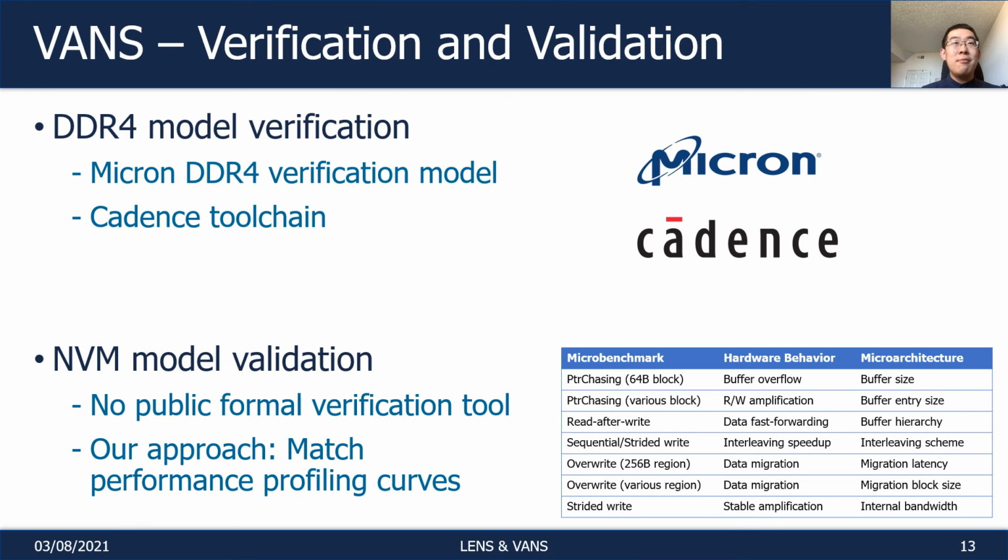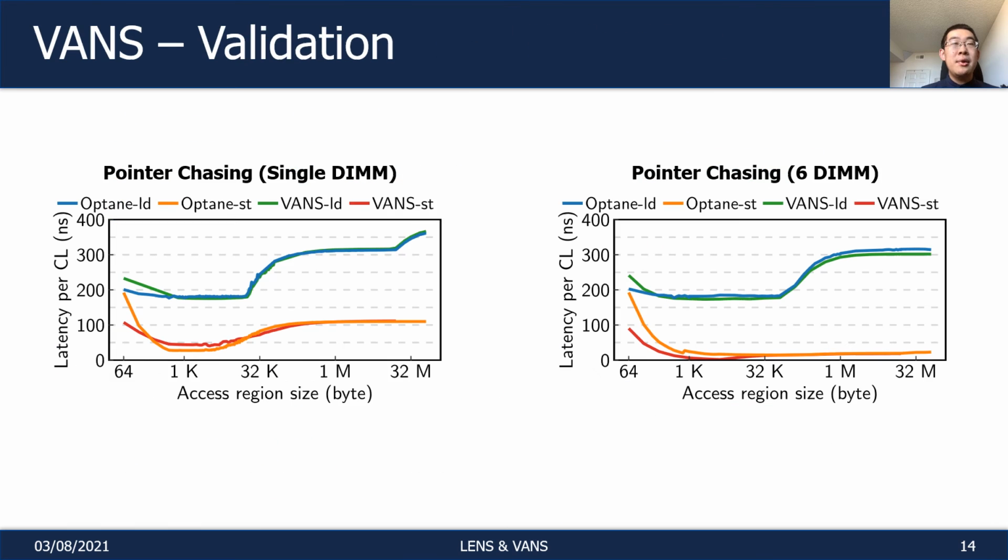We verify the VANS DDR4 model using the Micron DDR4 verification model with the Cadence toolchain. For the non-volatile memory model, there is no formal verification tool, so we match the microbenchmark performance on the Optane DIMM. Here are the validation results using the pointer chasing microbenchmark on a single DIMM and interleaved 6 DIMMs. We notice the VANS latency numbers and curves match the Optane DIMM very well.